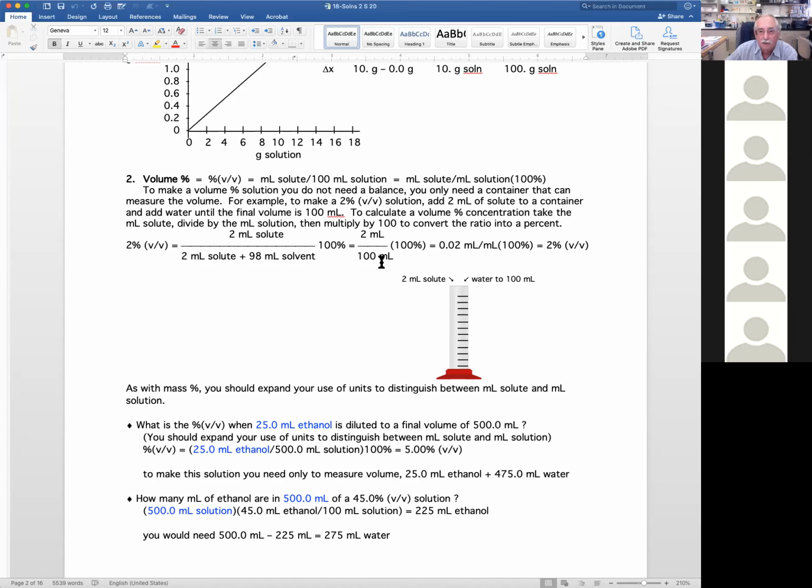So in this case, we do the division, we get milliliters per milliliters, but then to turn it into percent, we multiply by 100. So what do I need to make a 2% volume per volume solution? I need a way to measure the volume. So a graduated cylinder, for example. I would add my 2 milliliters of solute and simply add water until I got the meniscus at the top of the 100 mil mark, and then stir it.